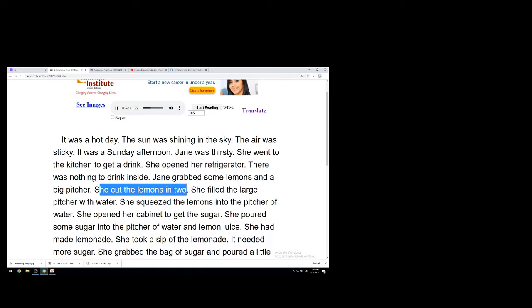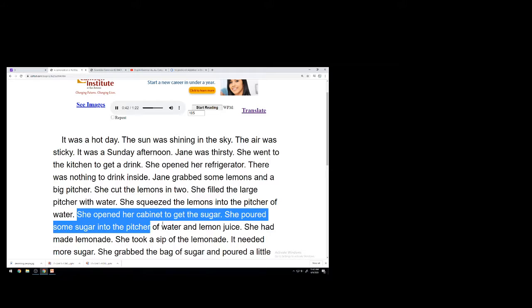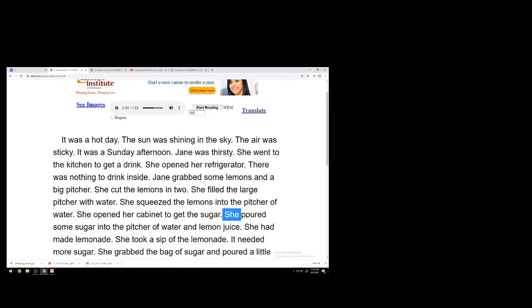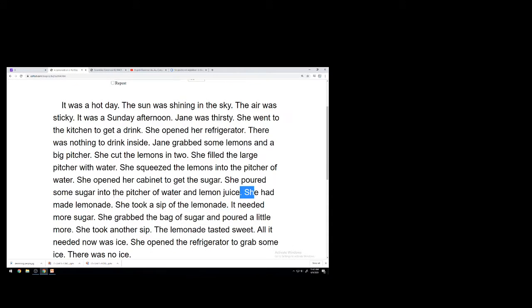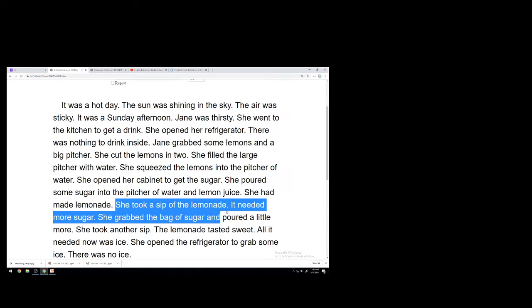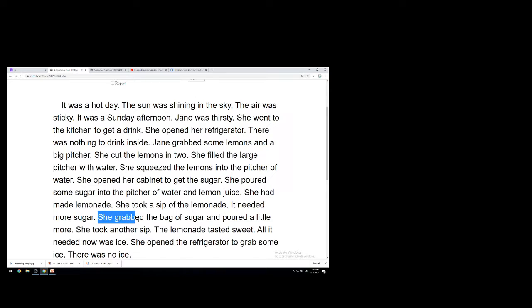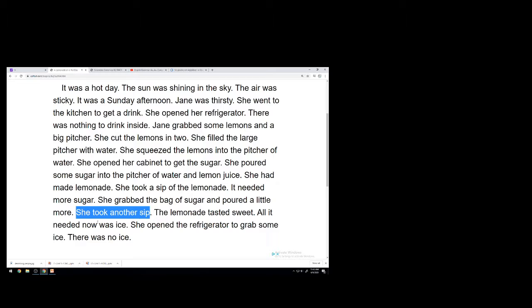She cut the lemons in two. She filled the large pitcher with water. She squeezed the lemons into the pitcher of water. She opened her cabinet to get the sugar. She poured some sugar into the pitcher of water and lemon juice. She had made lemonade. She took a sip of the lemonade. It needed more sugar. She grabbed the bag of sugar and poured a little more. She took another sip. The lemonade tasted sweet. All it needed now was ice. She opened the refrigerator to grab some ice. There was no ice.